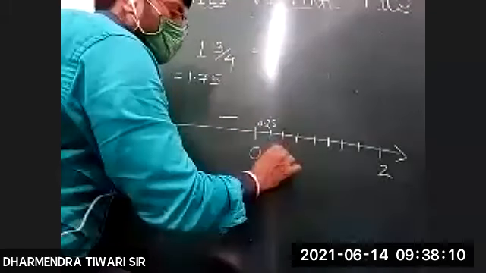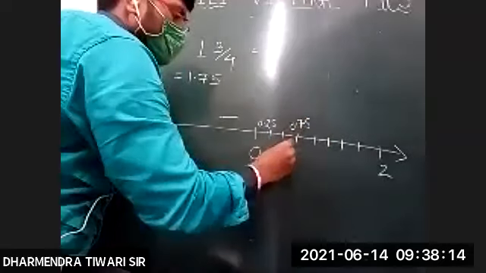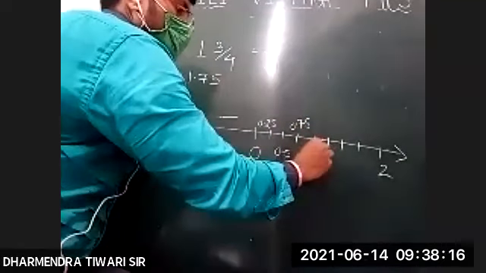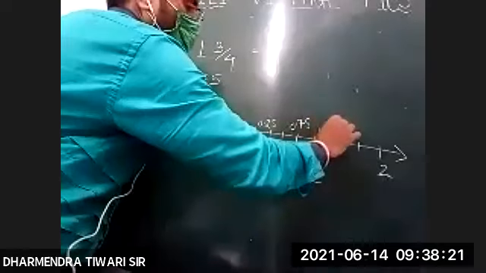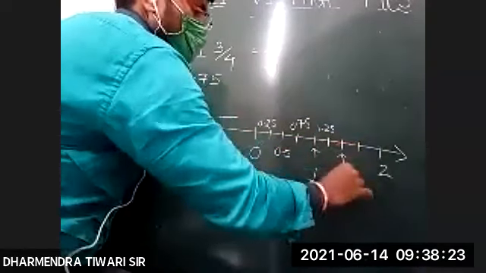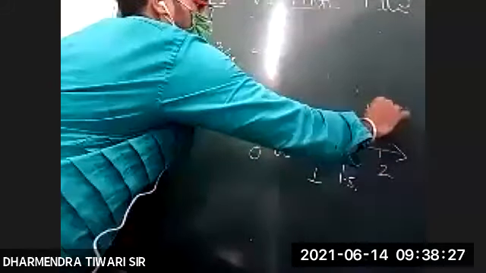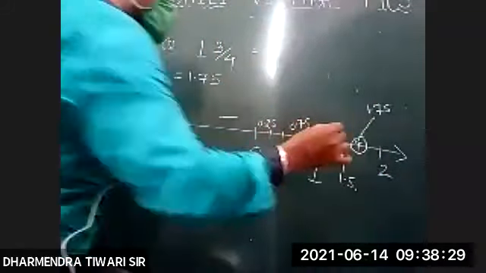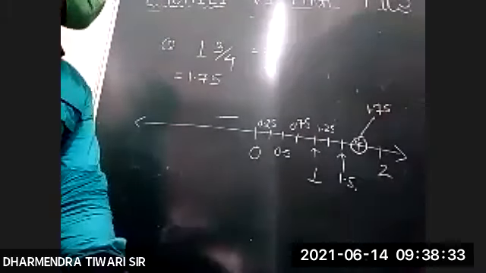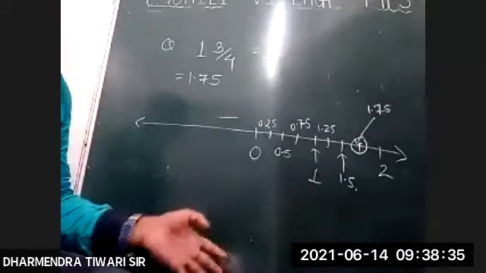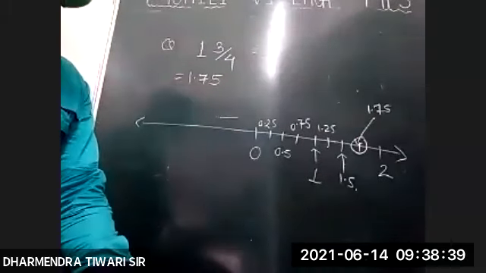Okay. So this is 0.25, 0.5, 0.75. This is 1.25. This is 1.5. This is 1.75. And this is 2. So this is the number. If somebody asks us, can we take a step size of 0.1? Yeah, even you can do that.